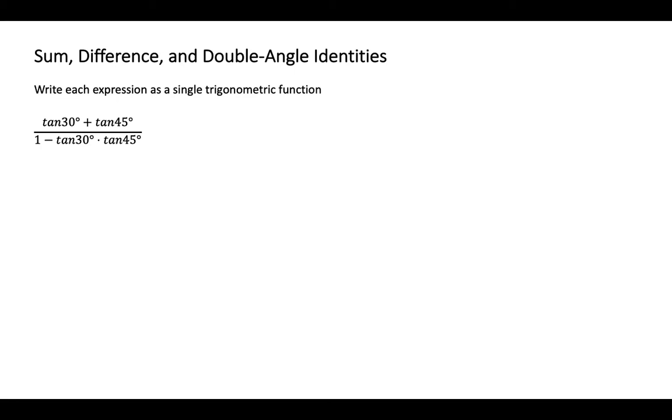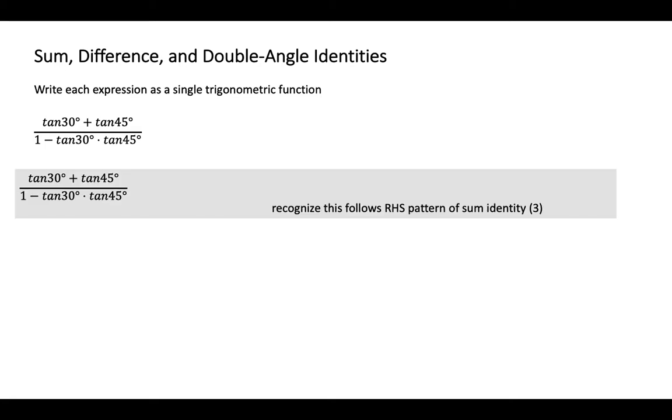Now let us look at those identities. Please press pause until you think you've found the winner. I'm assuming that you've found the identity. So this follows the right-hand side pattern of sum identity number 3.